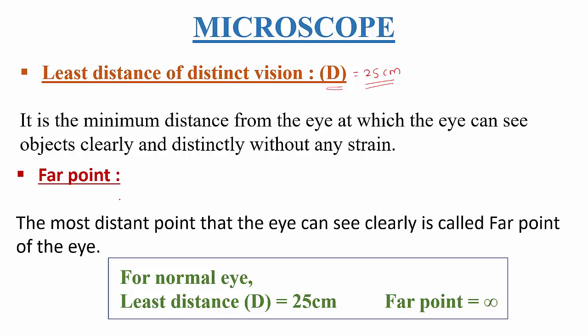Then similarly, the far distance, or far point. The most distant point that the eye can see clearly is called the far point of the eye. Up to infinity we can see things, right? So the nearer point is 25 centimeter, and the far point is infinity for the normal eye. So for the normal eye, the least distance is 25 centimeter and the far point is up to infinity. This is the least distance and far point.